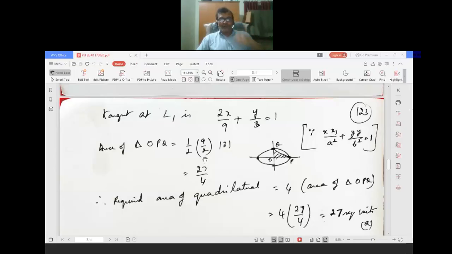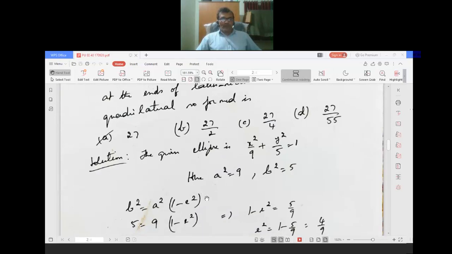So half into base into height: the point 0 comma a, from here till here it will be a, and from here till here, a comma 0. Here it will be 0 to b, so b. So it will be 9 by 2 into 3, so 9 into 3, 27 by 4.